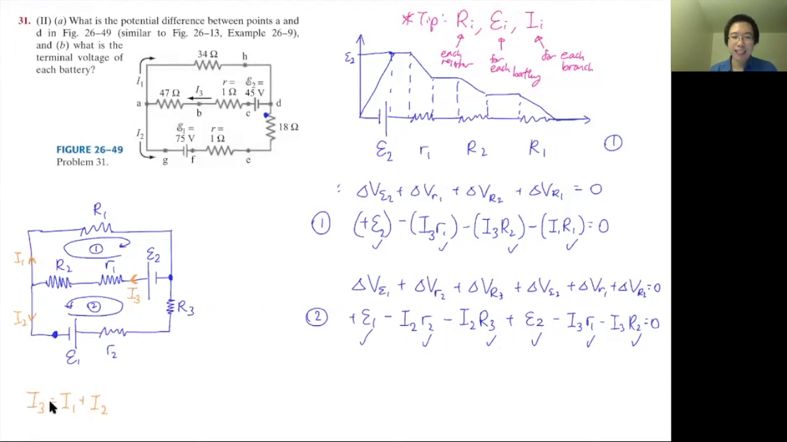You take the I3 and plug this in. So here there's only I1 and I2, right? Can you see that? And if you plug this in here, now there's no more I3. Everything is just in terms of I1 and I2, right? So now you can use your favorite elimination or substitution, eliminate the other variable, find what is I1, what is I2, and then find out what is I3.